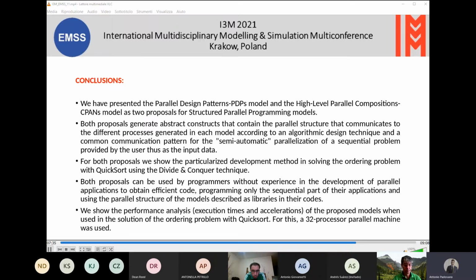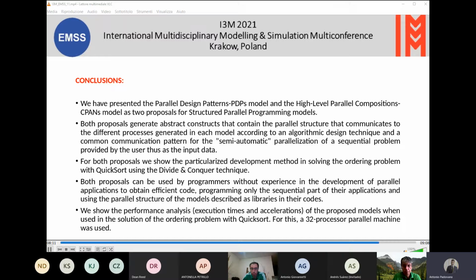Conclusions. We have presented the parallel design patterns PDP model and the high-level parallel composition CPANS model as 2 proposals for structured parallel programming models. Both proposals generate abstract construction that contains the parallel structure that communicates to the different processes, generated in each model according to an algorithmic design technique and a common communication pattern for the semi-automatic parallelization of a sequential problem provided by the user, as well as the input data.